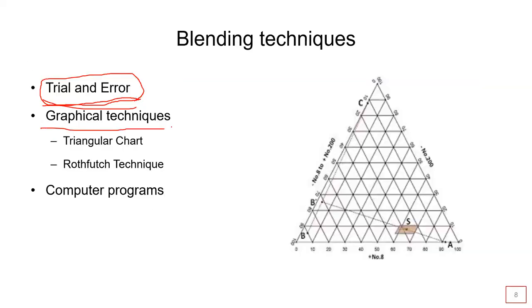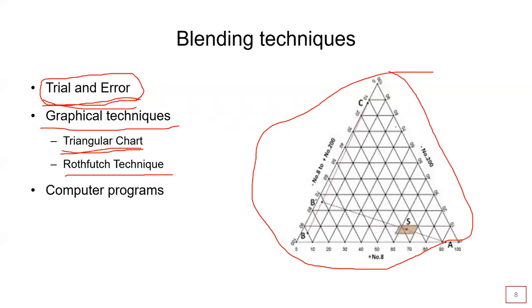Then the second one is called graphical. We generally use two techniques, the triangular chart and the Rothfuss technique. So the triangular chart looks like this. I'm not going to discuss these things because it will take time, but you just remember the technique: if you face a situation where you have to mix three different sources of aggregates to obtain a new source which should lie in a given specified range, then you have to follow the triangular chart.